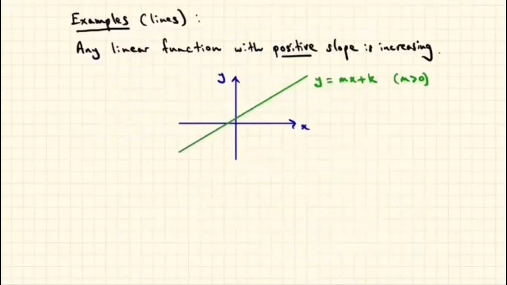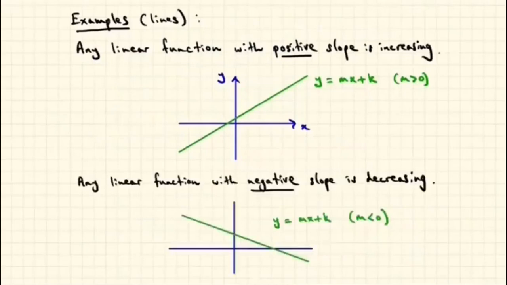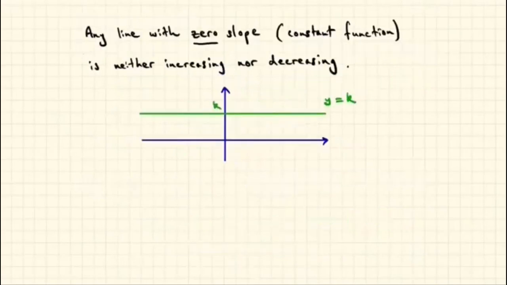Functions whose graphs are lines fall into three classes. They are increasing if the slope of the line is positive, decreasing if the slope is negative, or neither increasing nor decreasing if the slope is zero. That is, if the function is constant.